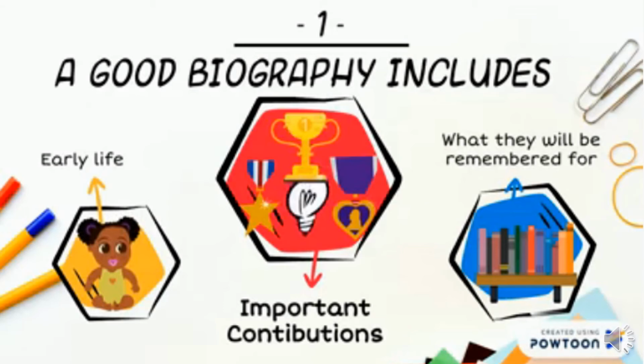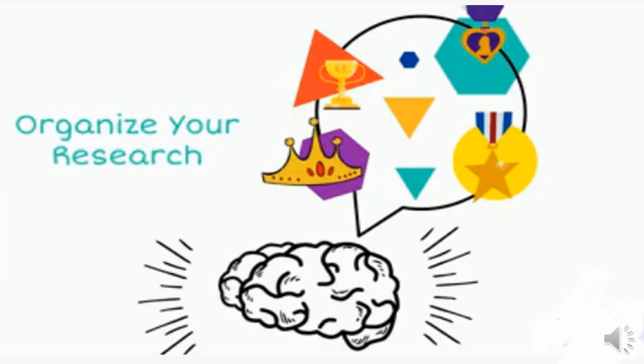So a good biography includes the early life of the person or the character you are talking about in the biography. So from the birth and their childhood, the important contributions or the achievements, or what did they do, and what they will be remembered for, or what people remember them for.